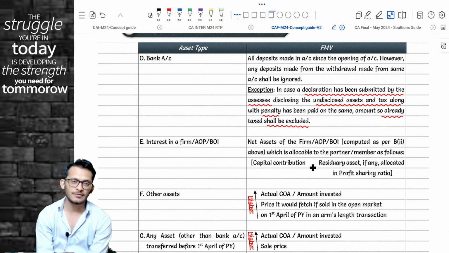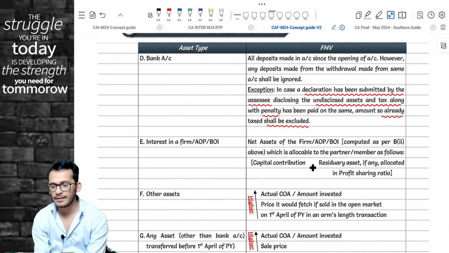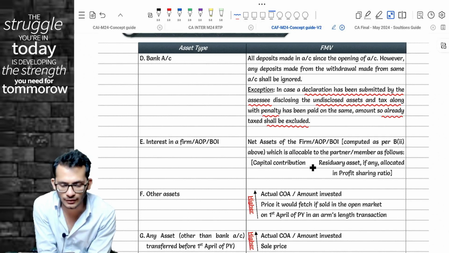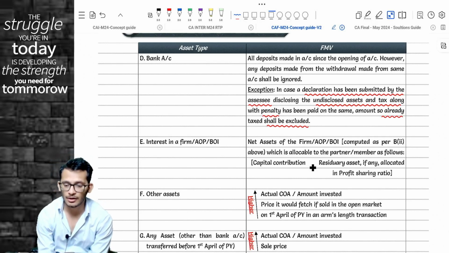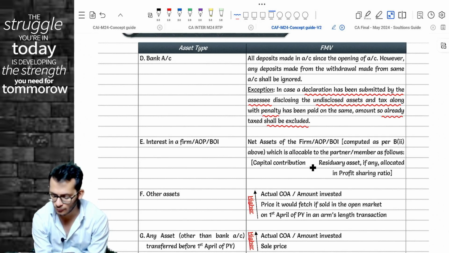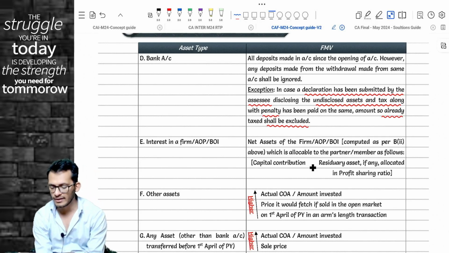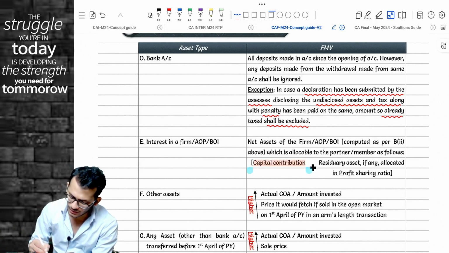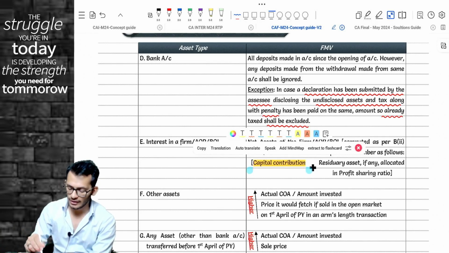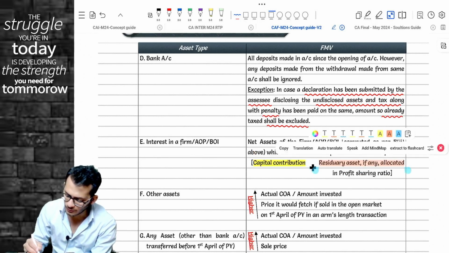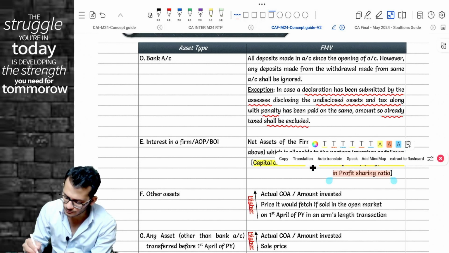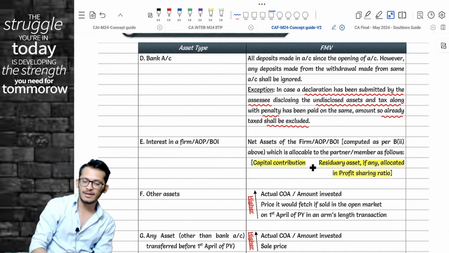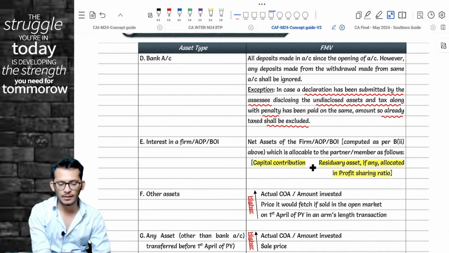Yes. Next few items. Interest in a firm, AOP or BOI. Meaning you have an interest in a firm, AOP or BOI which is located outside India, but you have not disclosed this to us. You will again do the net worth. They're saying, net assets of the firm, AOP or BOI, computed as above, is allocated to the partner and member as follows: the capital contribution given by him, plus residuary assets, if any, allocated in the profit sharing ratio. In simple words, we're talking about the closing balance of the capital account, including the reserve and surplus. Yes or no?